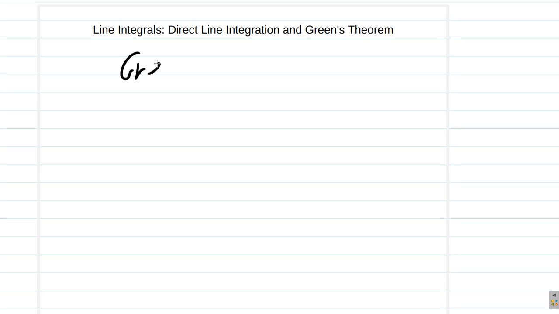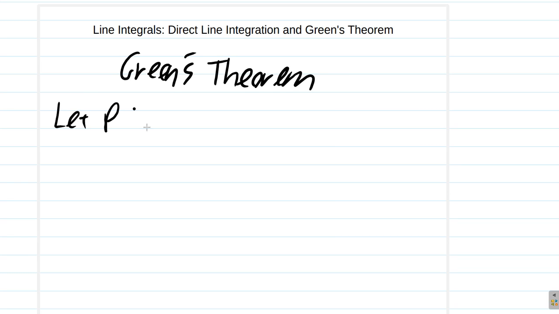So Green's theorem. Now let P and Q be two functions.